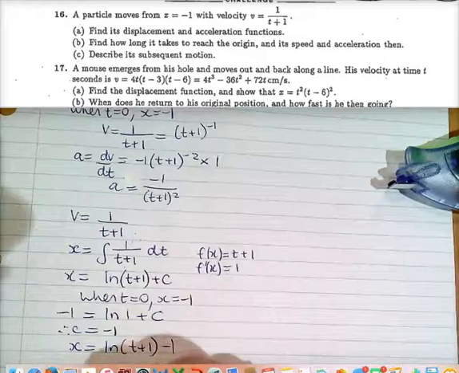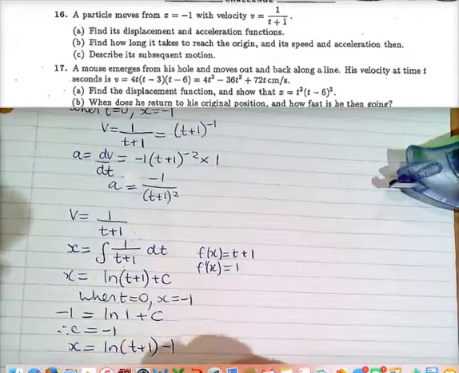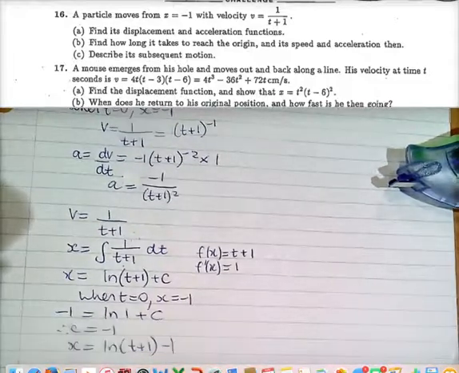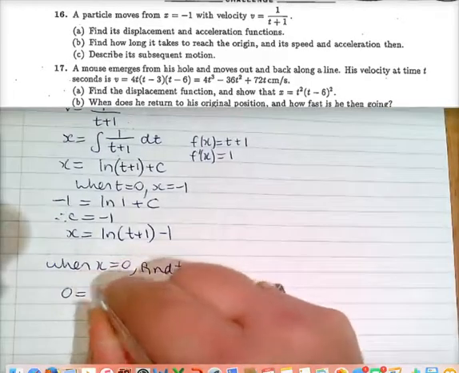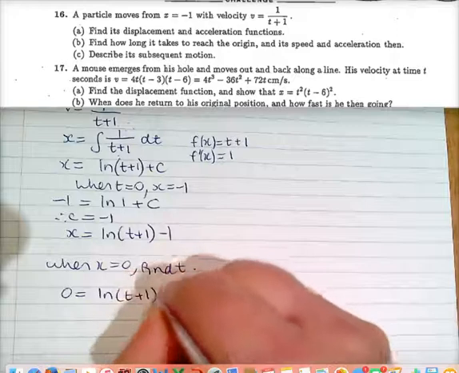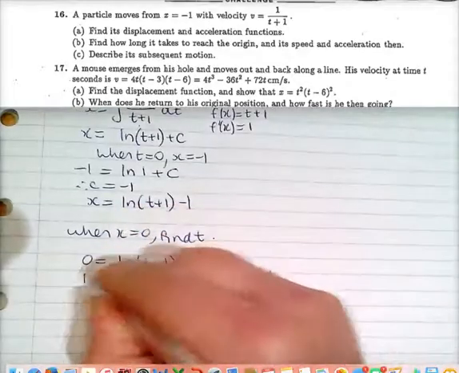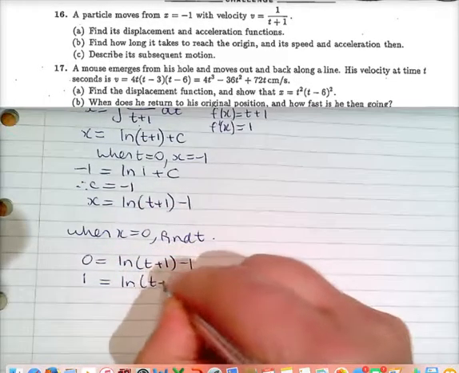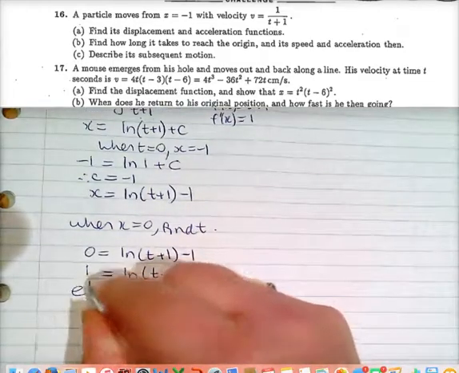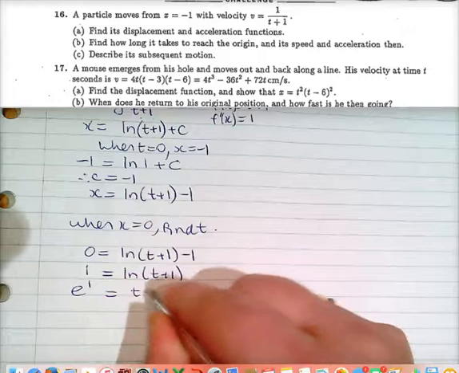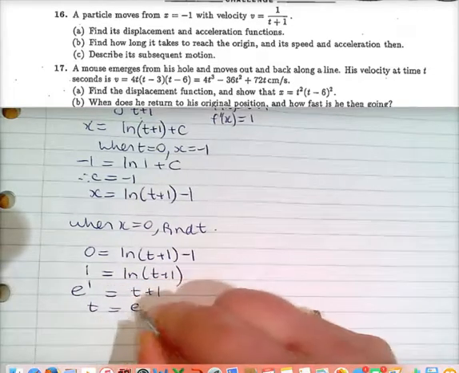Find how long it takes to reach the origin. So when x is 0, you have to find the time t, and we get 0 equals ln(t plus 1) minus 1. So therefore we get 1 equals ln(t plus 1). Taking e of both sides, we get e to the power of 1 equals t plus 1, and so therefore t is e minus 1.